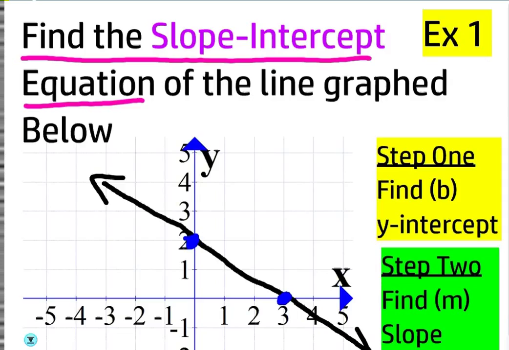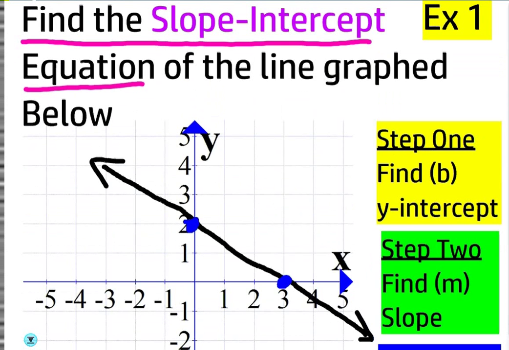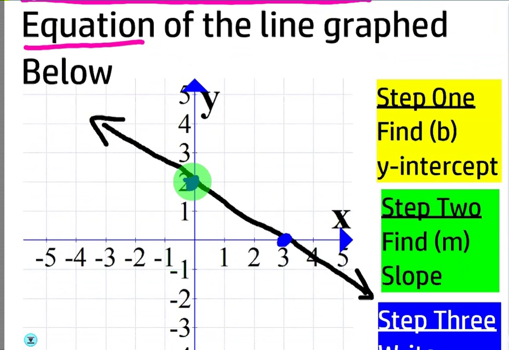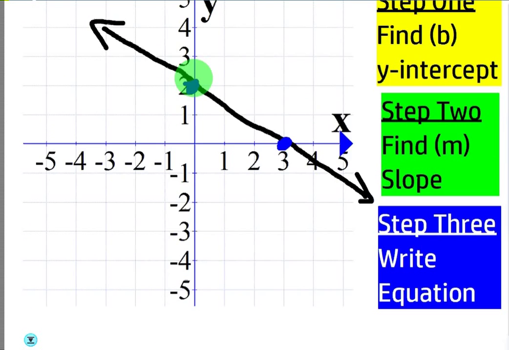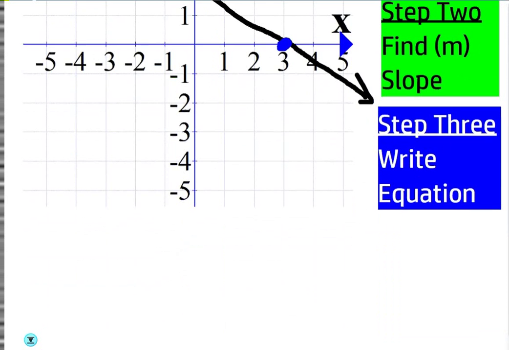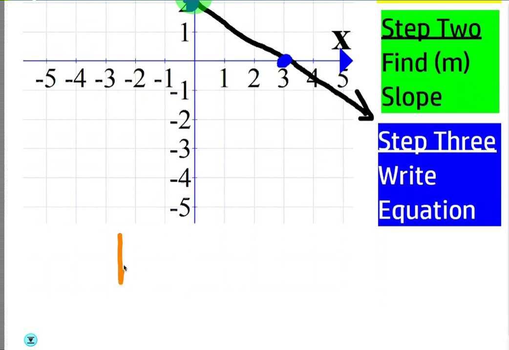So first of all, yes? What's step 3? Write the equation. What is the y-intercept of this graph? 3. 2. Oh, I thought that said 3. That's the x-intercept. The x-intercept is 3, the y-intercept is 2. So down here, we're just going to write b equals 2.